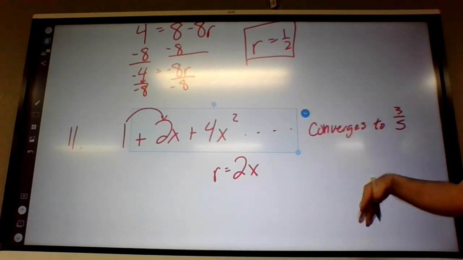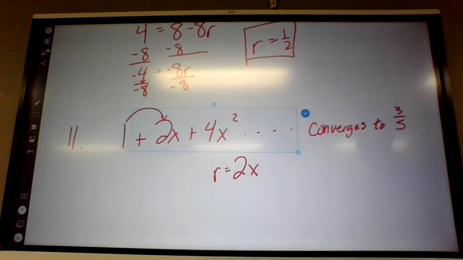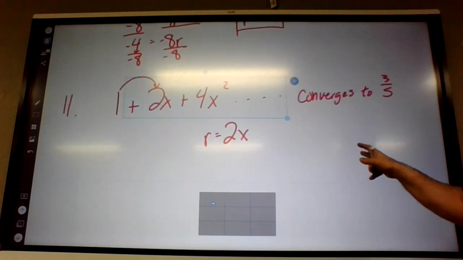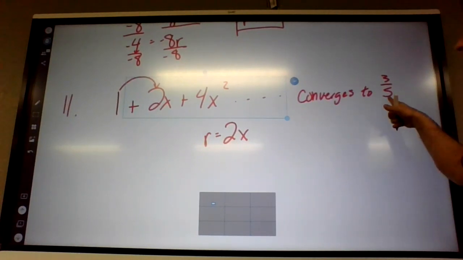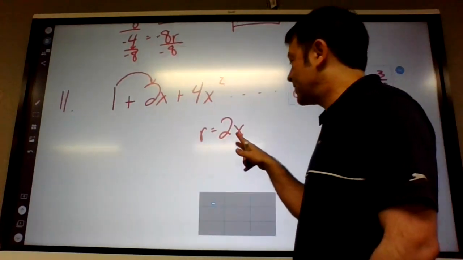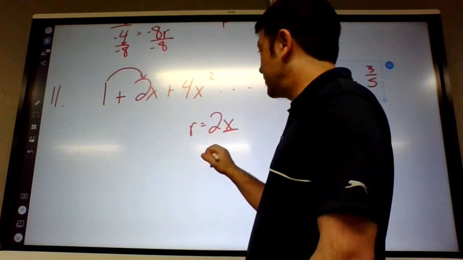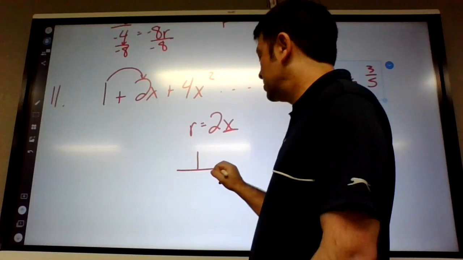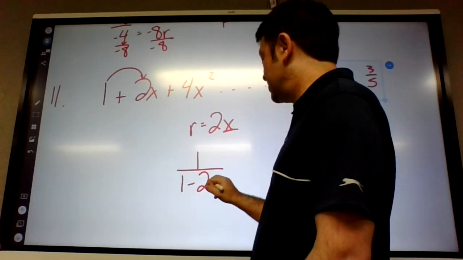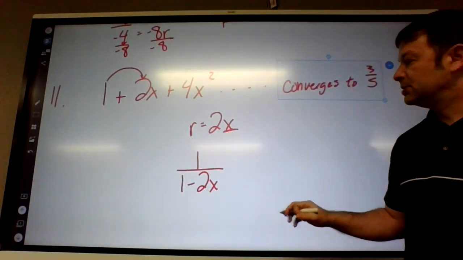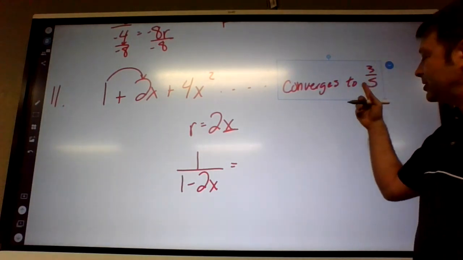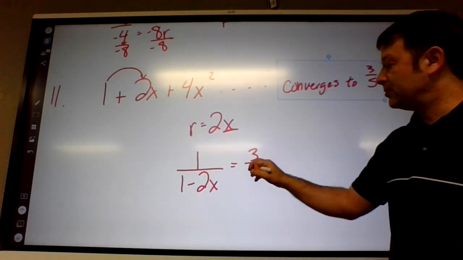That means it's approaching 3/5, which is what it's going to add up to. So that's the sum. It's like the last one, except we have a variable in it now, 2x. So the first term is 1, and we're going to do 1 minus 2x, and it's supposed to approach adding up to 3/5.